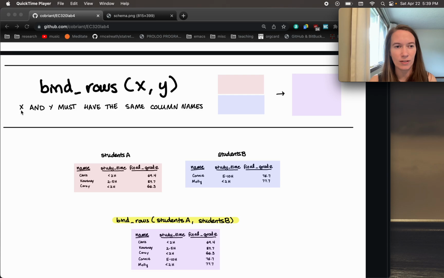And a rule is, of course, X and Y have to have the same column names. So name, study time, final grade. For you to be able to stack them on top of each other like this, you have to have the same variables, right?